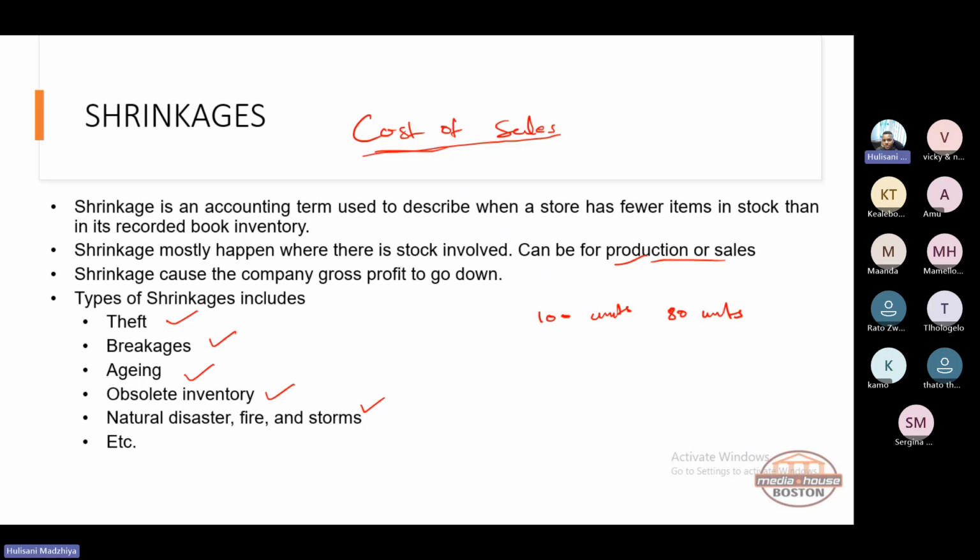Okay, someone is saying insurance. I would say insurance can only partly address shrinkage, because remember, insurance will only cover you for loss through natural disaster or fire. In terms of theft, insurance will not give you anything back for inventory, because it requires a lot of investigation.